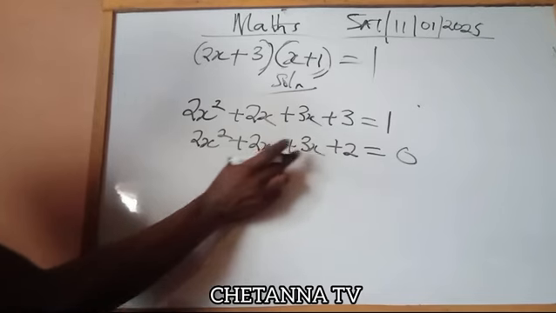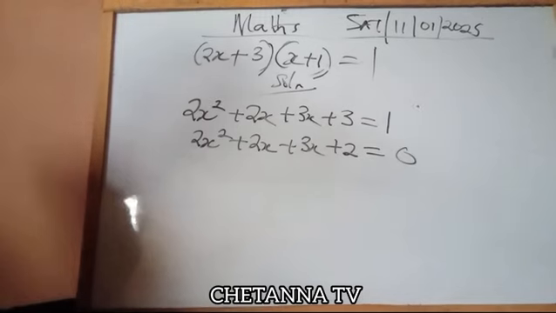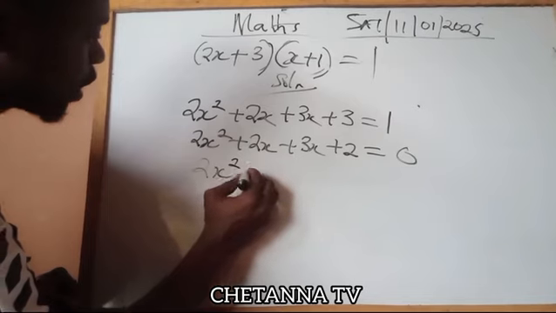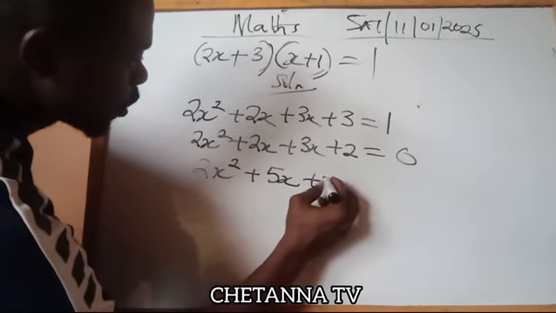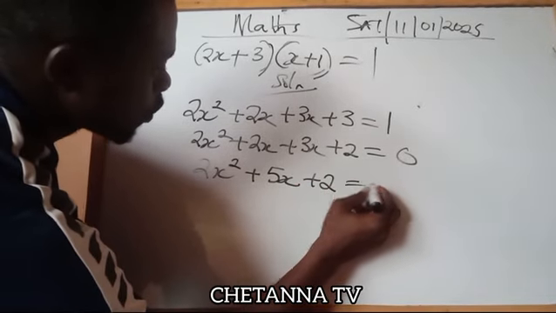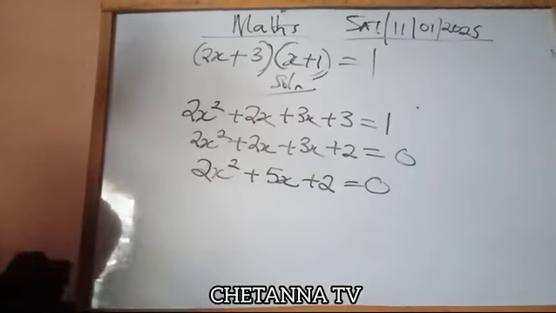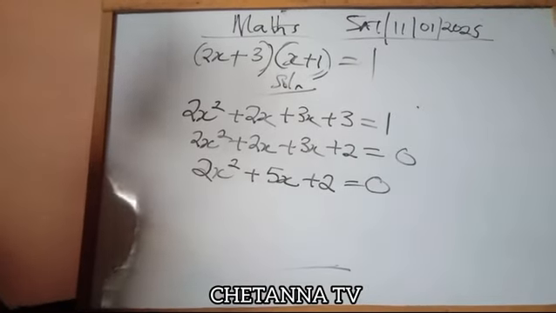We'll add this up. Hope you know. If you add it up, we have 2x squared plus what? Plus 5x. 5x plus what? Plus 2 is equal to 0. I'm breaking this down in the simplest way so you can understand it.